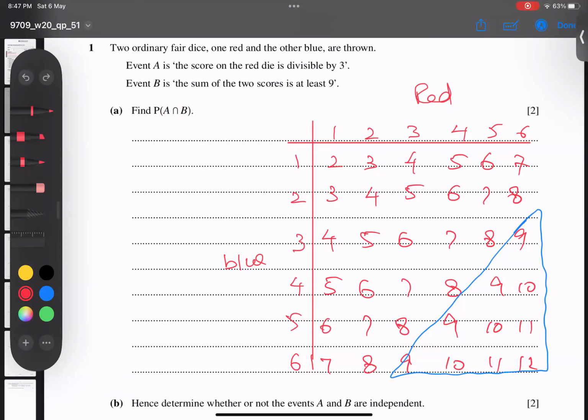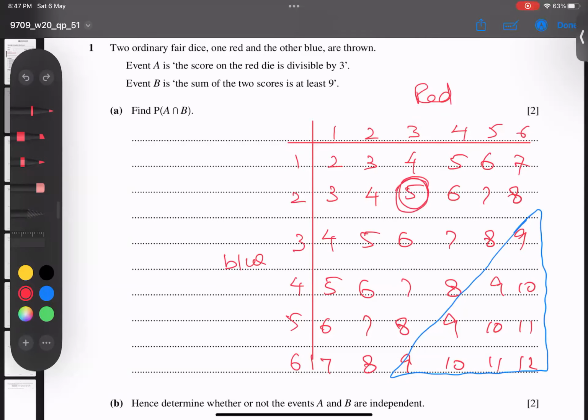Common part means together. So among these, we said divisible by 3, so the red die is divisible by 3. This number is not, but 6 is. So two numbers are divisible by 3, 3 and 6. Like the example I gave you, if I roll and get 3 on the red die and 1 on the blue die, this score 4 has one number divisible by 3.